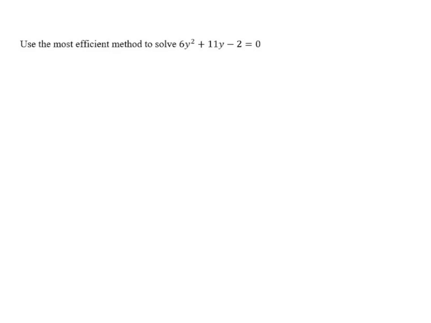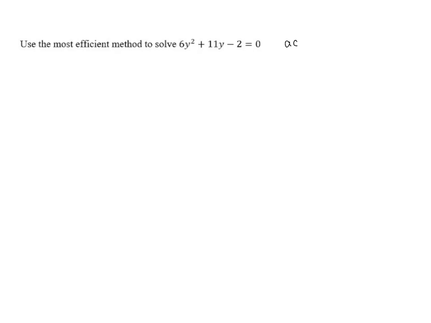Use the most efficient method to solve 6y squared plus 11y minus 2 equals 0. In this case, we either need to factor or use the quadratic formula. If we try to factor this, we need to use the AC method because there is a leading coefficient. So let's give that a try.